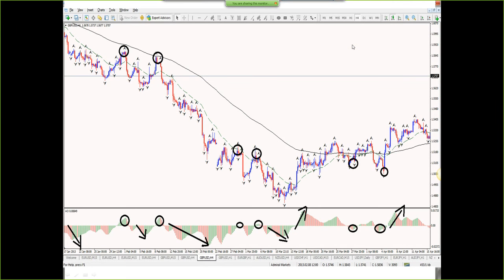On the bottom is the AO, and it's called the Awesome Oscillator. You can find it by going to your, and you would need a MetaTrader 4 or another software program that you can use for charting. All right, and you would go to Insert, Indicators, Bill Williams, and then you'll find Awesome Oscillator.